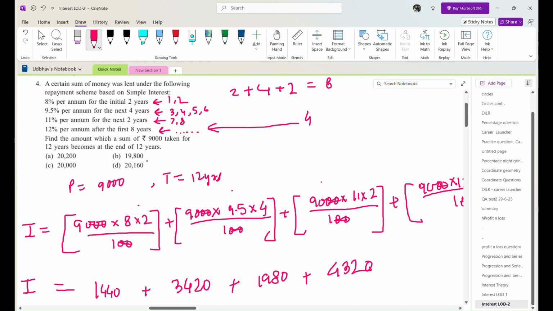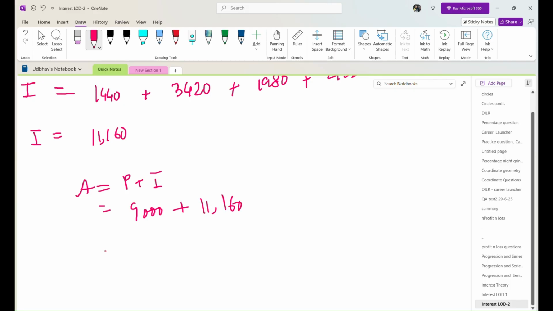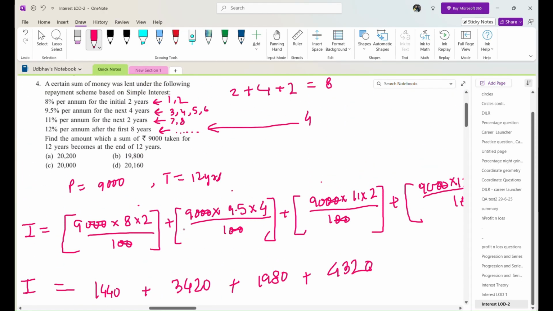11,160, and we were asked to find the amount. So amount is nothing but principal plus interest. Principal was 9,000, interest is 11,160. So 11,160 plus 9,000 is 20,160. 20,160, option number D.